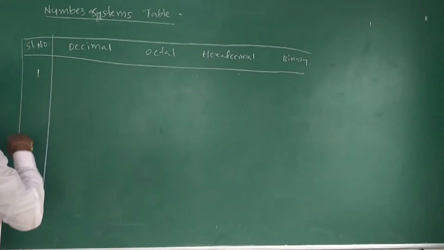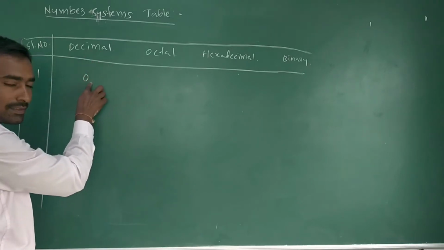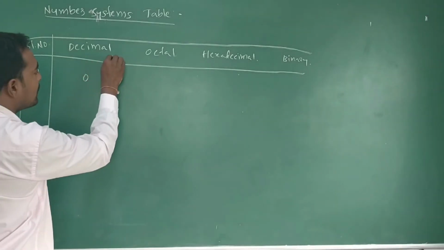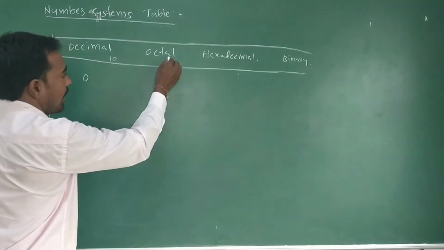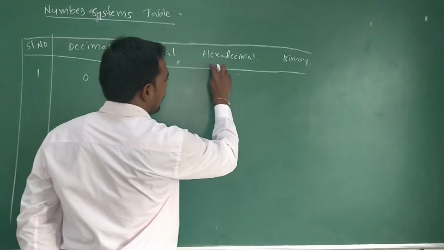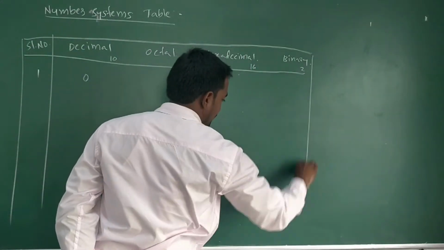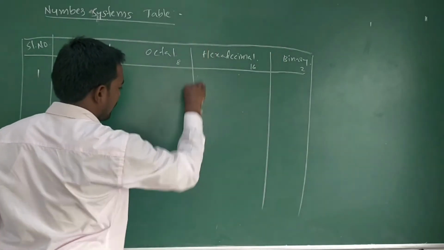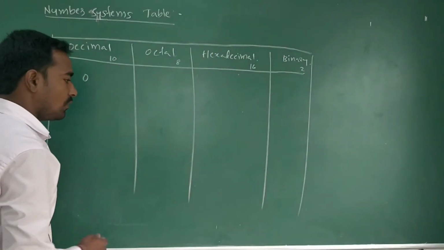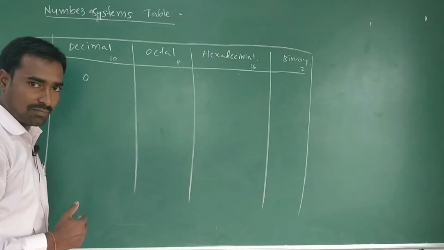Coming to the first one, I am taking the decimal number system having the base or radix of 10, the octal number system having the base or radix of 8, hexadecimal having 16, and binary having the base or radix of 2. In this table we will discuss each equivalent number.